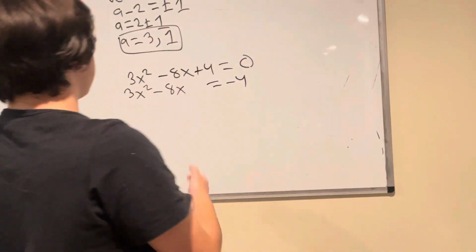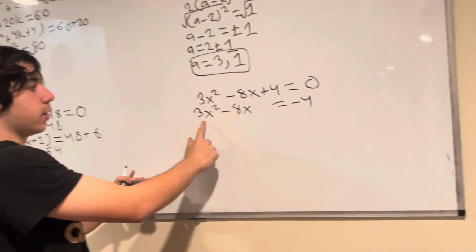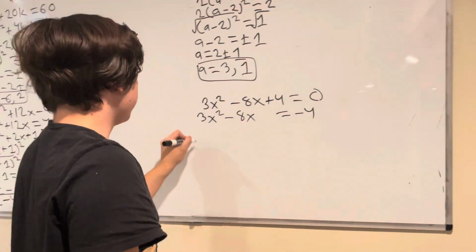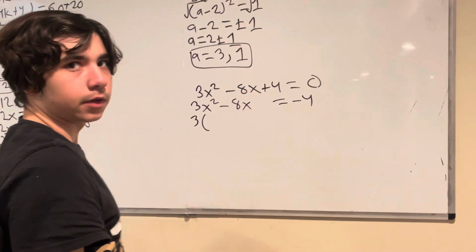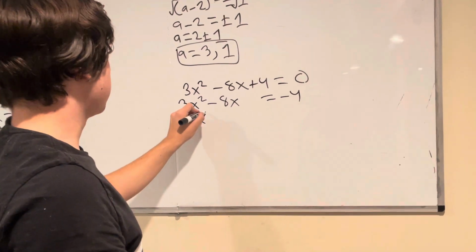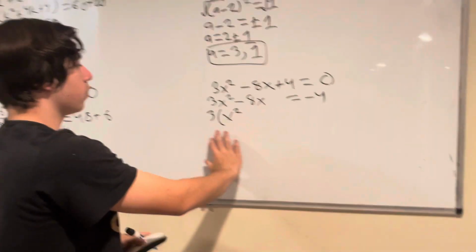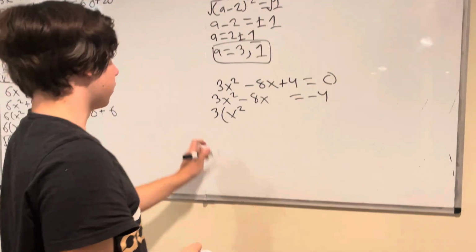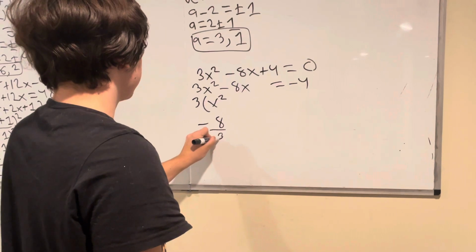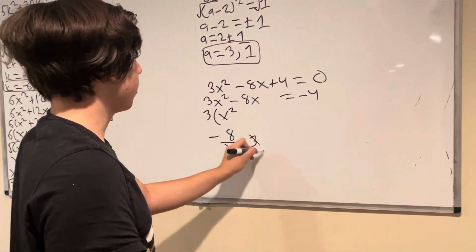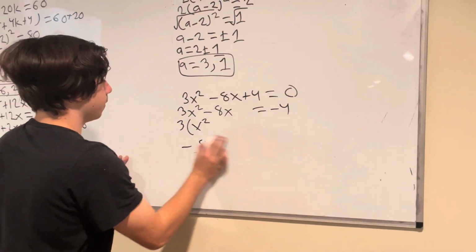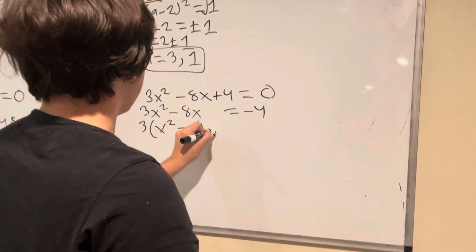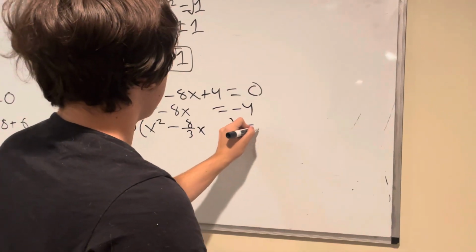And this is where things are a little bit different, because this doesn't factor out evenly, right? So what I will do here is I still take out that 3, I multiply it by that x squared, but what times 3 will give me a negative 8? Well, it's going to be negative 8 thirds, because negative 8 thirds times 3, these would cancel out and give me a negative 8. So, minus 8 thirds x equals negative 4.